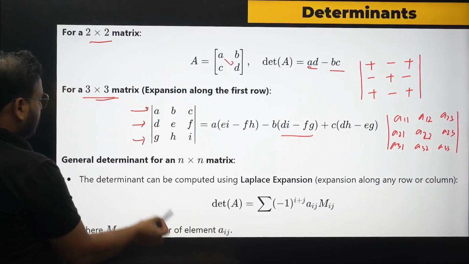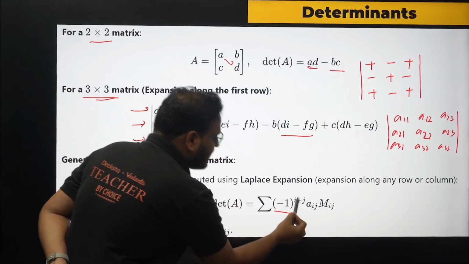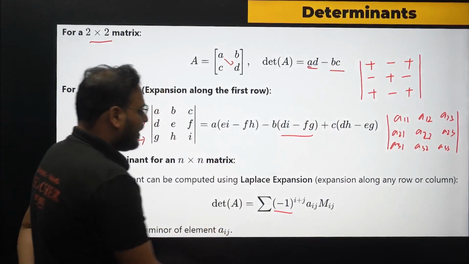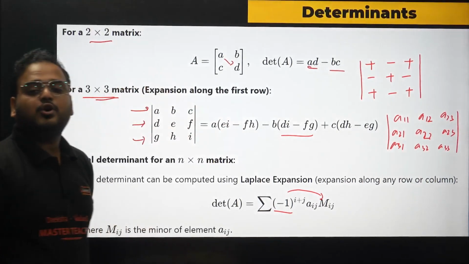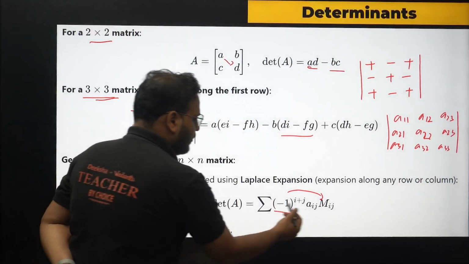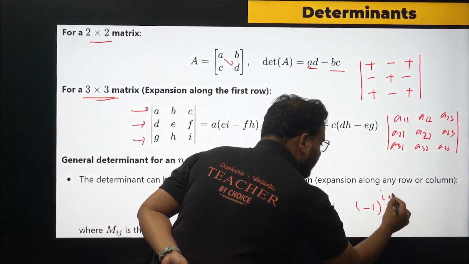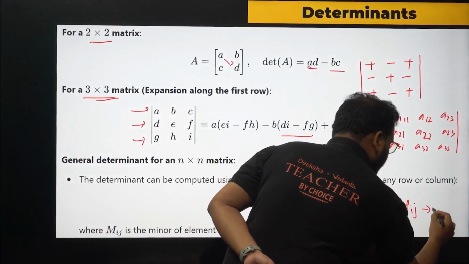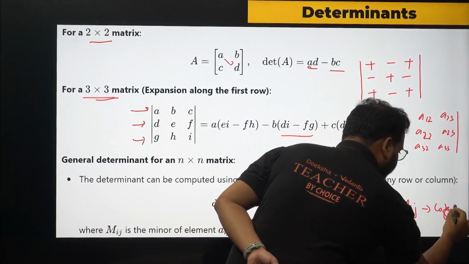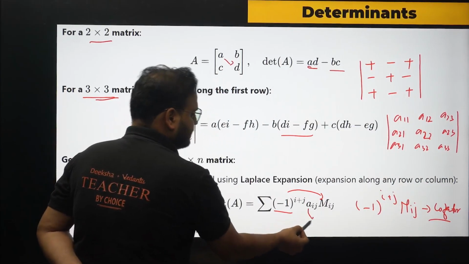Please check. Now this value, minus 1 to the power i plus j, represents the coefficient. If you combine this sign with Mij, it becomes your cofactor. I'm talking about minus 1 power i plus j times Mij. This becomes your cofactor of that particular element. Which element? This element aij.